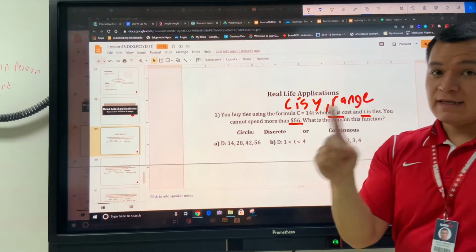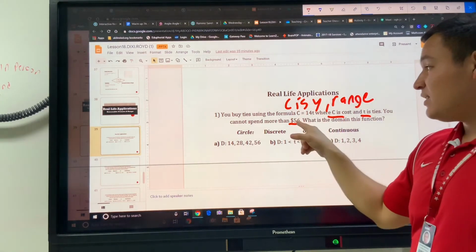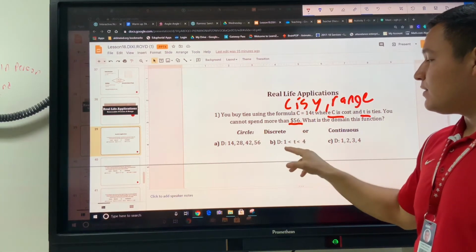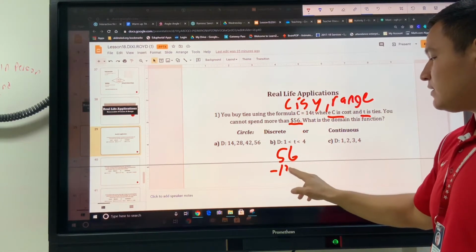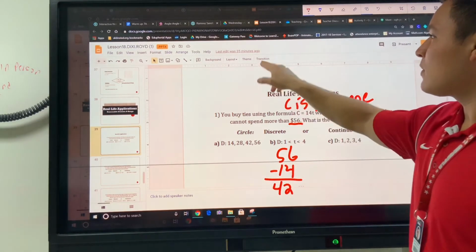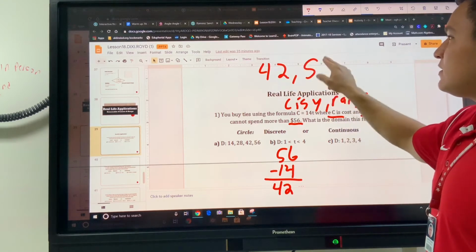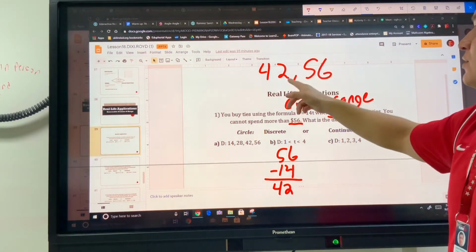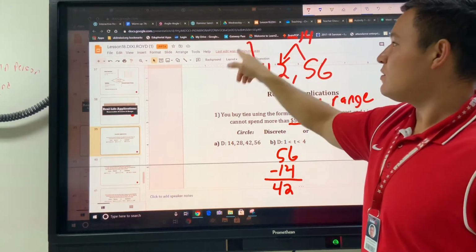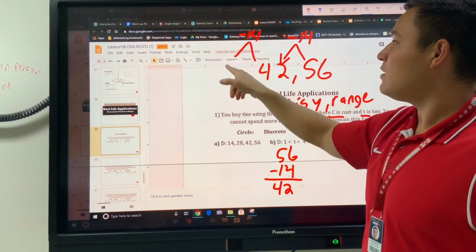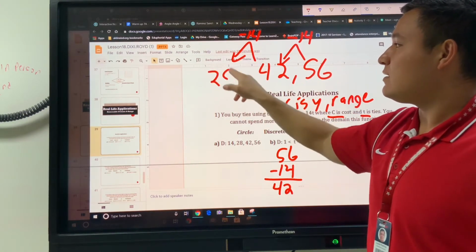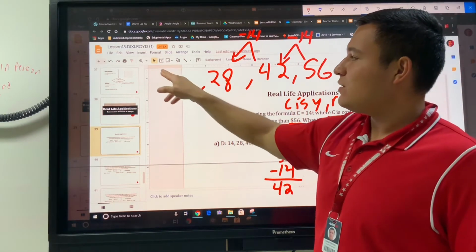If we bought one tie less, however many ties makes 56, if we bought one less, that's going to be $14 less. So if I do 56 minus 14, that makes 42, 56. These are numbers in the range. We're going back by 14 each time. So let's go back by 14. 42 minus 14 is 28. If I go back one more, that'd make 14.